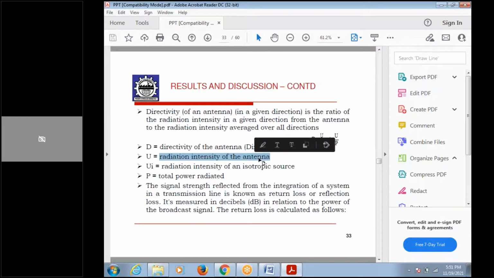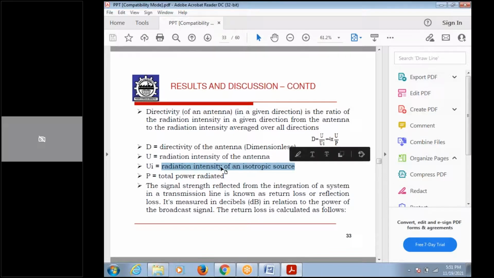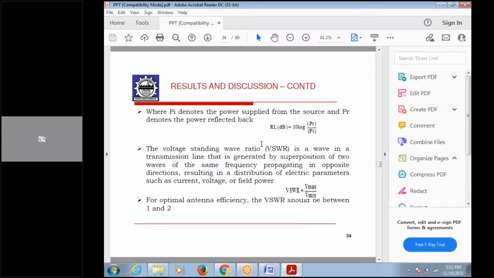How much radiation comes from the antenna, and how much from an isotropic antenna, that is dP divided by dPi. That means the total power of the antenna. Normally the power gain is calculated in decibels. Return loss RL is equal to 10 log PR by PI, where PR is the power reflected and PI is the power supplied.